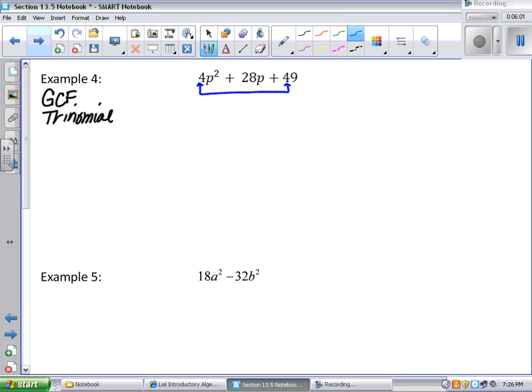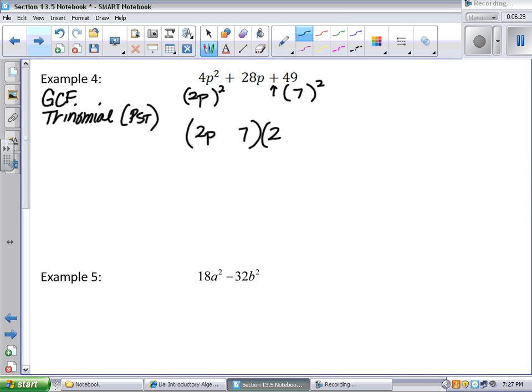Or we can factor as a trinomial using the method of grouping, or we can look to see, is it a perfect square trinomial? Is the last term positive? Yes. Is the first term a perfect square? Yes. Is the last term a perfect square? Yes. So first and last, first and last.